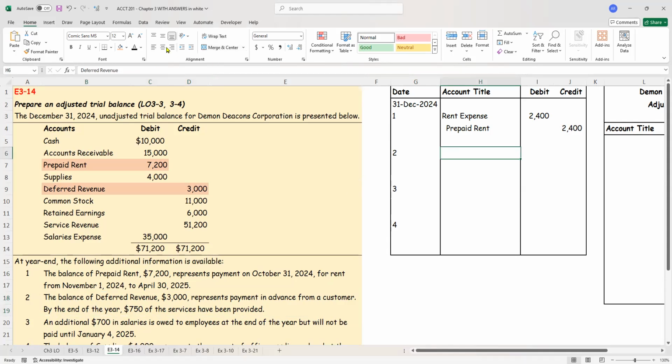So to that extent, my liability will decrease, which is deferred revenue. Deferred revenue that has a credit balance, I'll now debit it $750 to decrease it. And that amount now I can call revenues. I will call it service revenues.